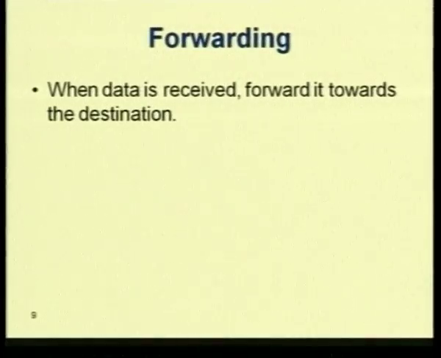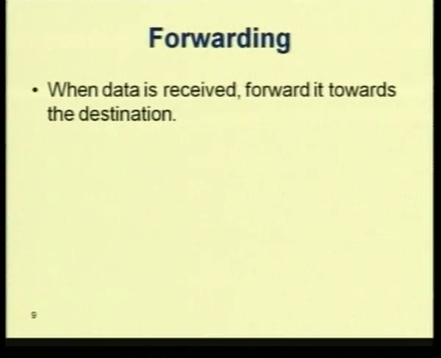So once you have the routing algorithm which has already decided what is the path to be taken, what happens in forwarding is when the packet arrives, you just take it, consult this information that has already been obtained from the routing table, from the routing protocol, and just forward the packet to the correct destination, that is the correct output line on which this packet has to be transmitted. That is what we mean by forwarding. So forwarding is when data is received, forwarded towards the destination. It is a very simple process.